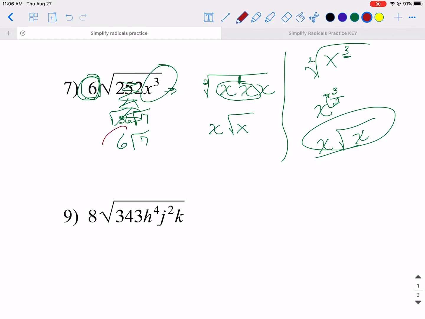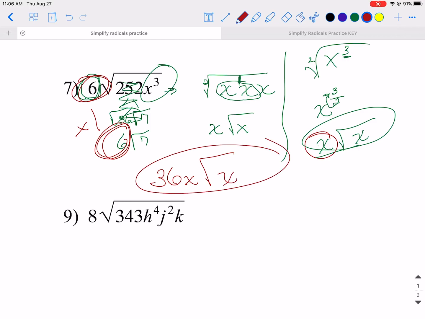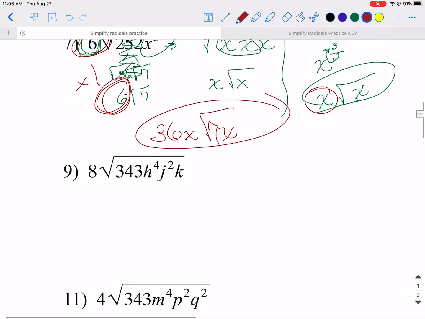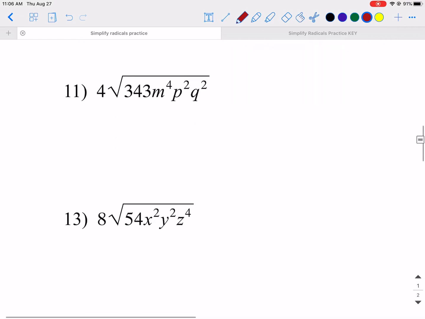So now let's combine. I've got a 6 outside and a 6 outside. I'm going to multiply these two numbers, and then I'm going to bring over my x, and then inside is an x. So there's your final answer for that. Isn't this fun? I know you're having fun. Oops, I forgot my 7x, sorry. And then let me do one more, number 11, because this has more of the variables.